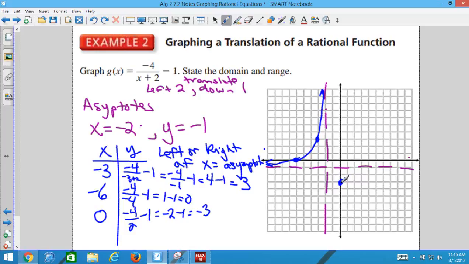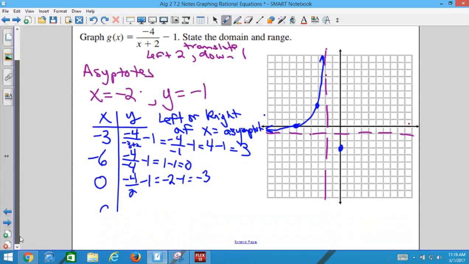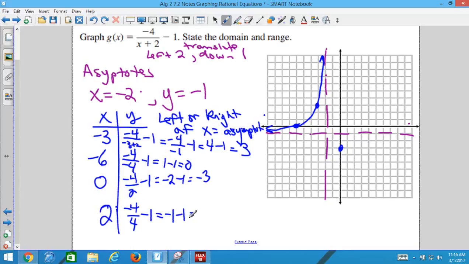What's another number we could plug in that makes our denominator kind of nice? Oh, try negative 2. Oh, wait. What else can we plug in? Yeah, positive 2. If we plug in positive 2, then we'll get negative 4 over 4 minus 1. So we get negative 1 minus 1, negative 2.